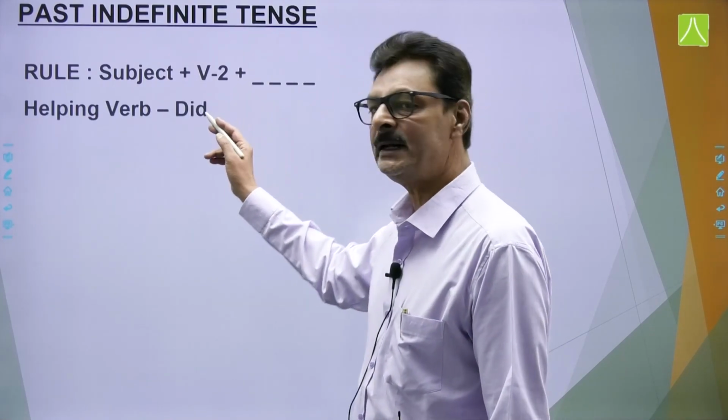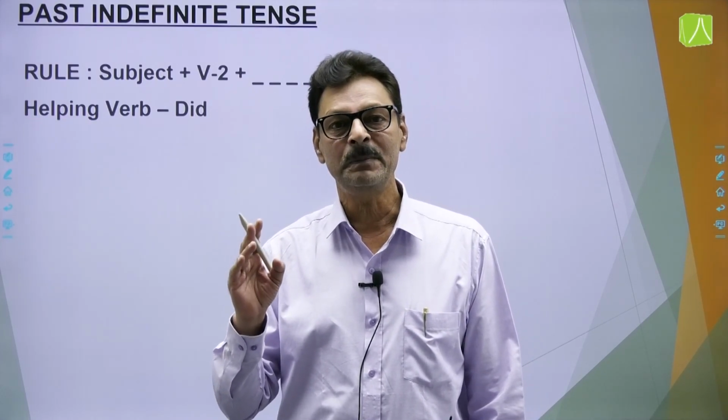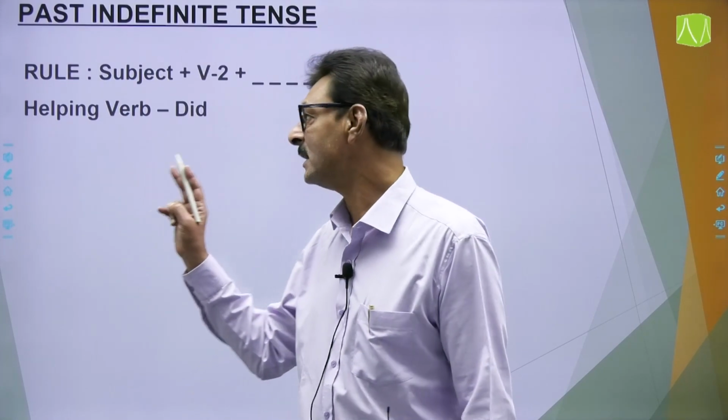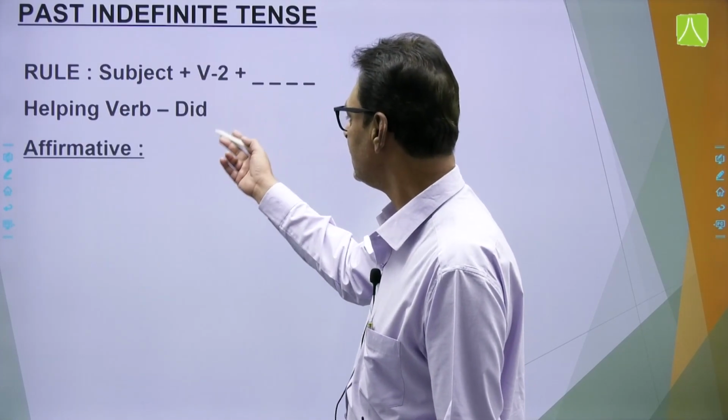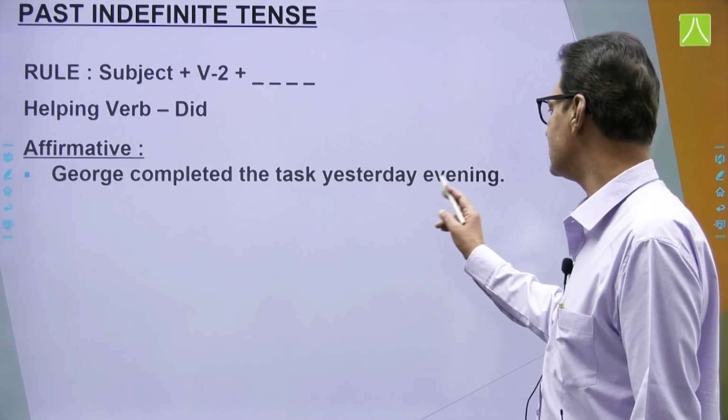The helping verb over here is did. Present tense में helping verb क्या थे? Present simple के अंदर the helping verbs were do and does. In this, the helping verb is did. Yes, example से start करते हैं. George completed the task yesterday evening.